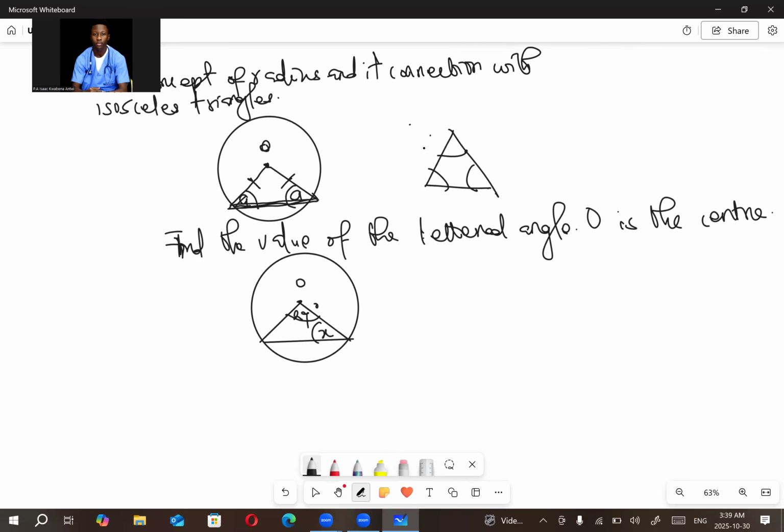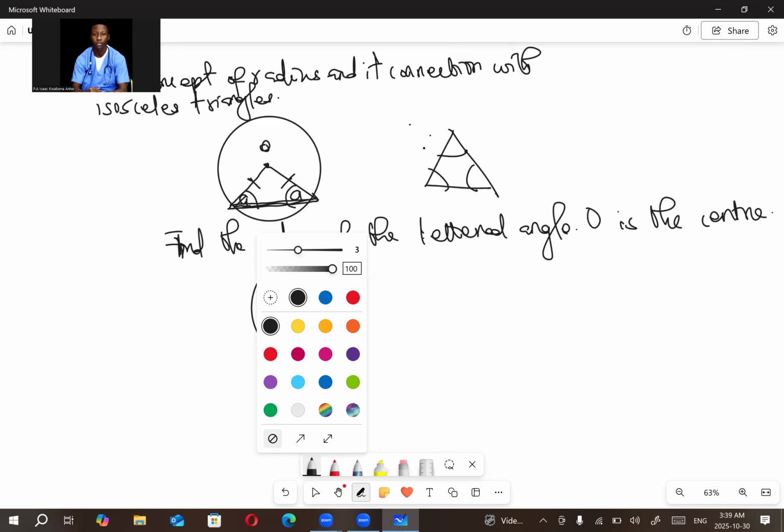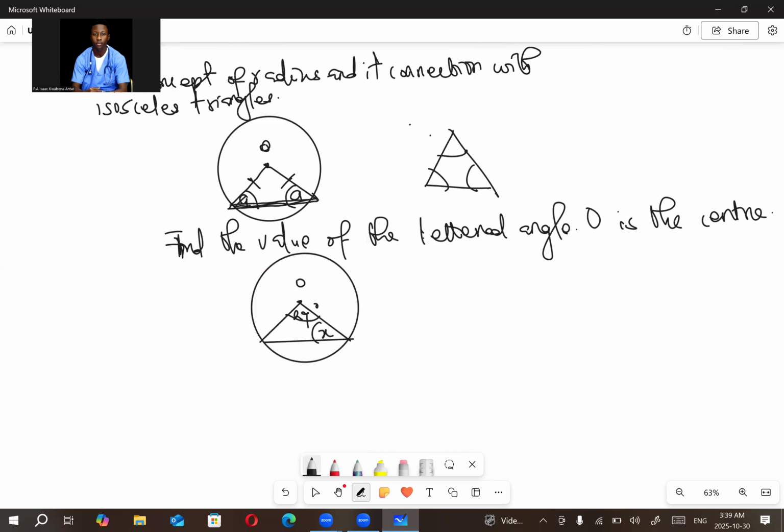So how would you have solved this question? You have no idea. There is no property that seems to work for you. You see, that's where my tips come in. So you know that if O is a center, a line drawn from the center to touch a point on the circumference is what? A radius. The same line from the center to touch the other point is what? Radius.